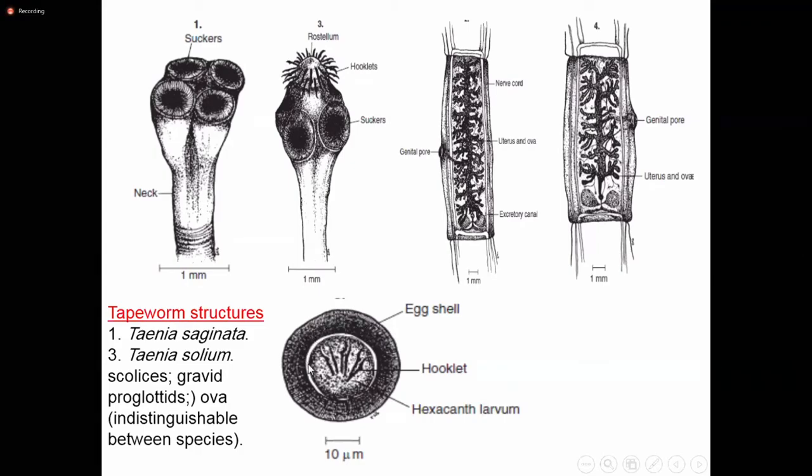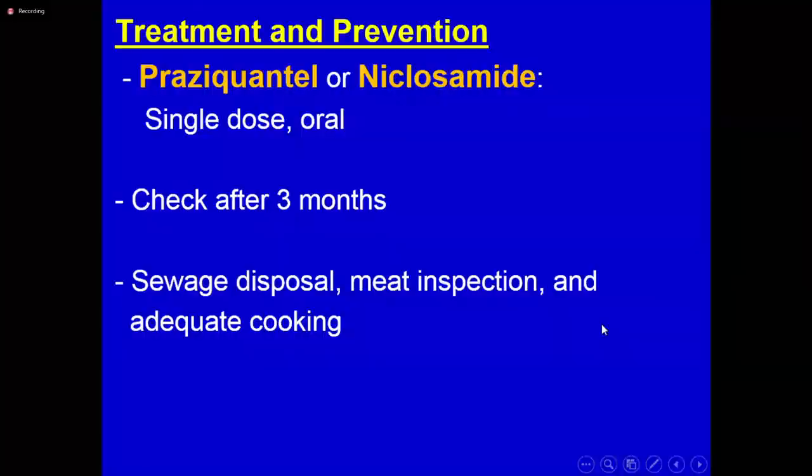Okay? And it has 6 hooklets, a hexacanth larva. This is the egg. Treatment: praziquantel or niclosamide, single dose only. Check after 3 months. Of course, prevention includes sewage disposal, meat inspection, and adequate cooking.